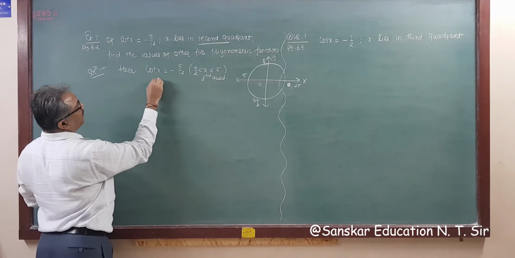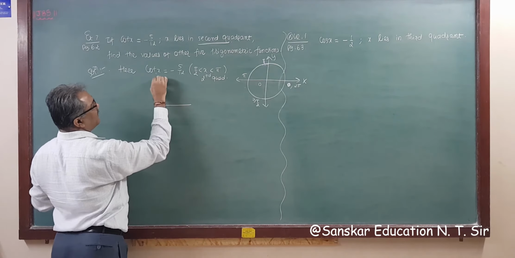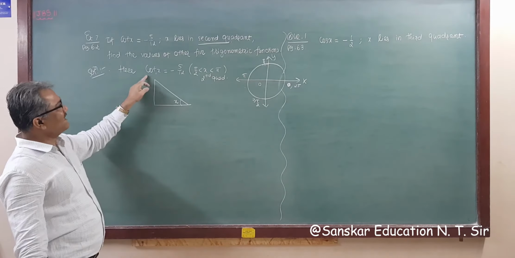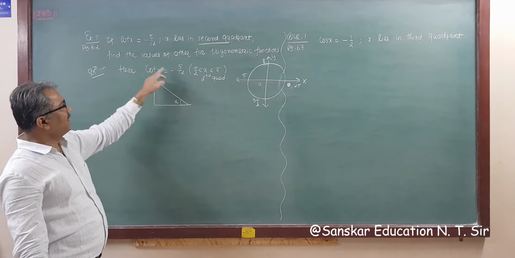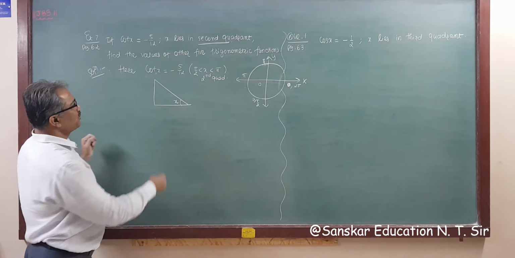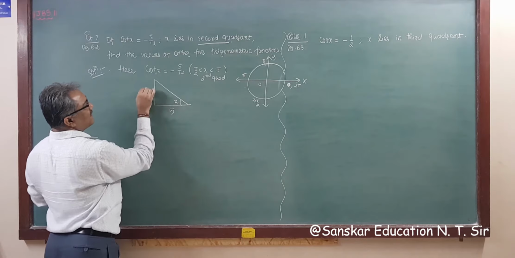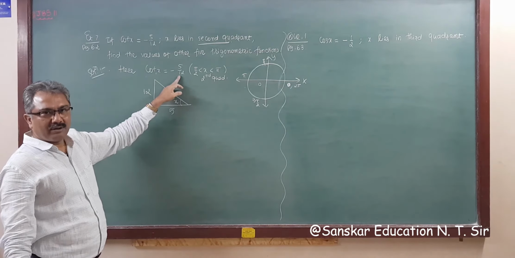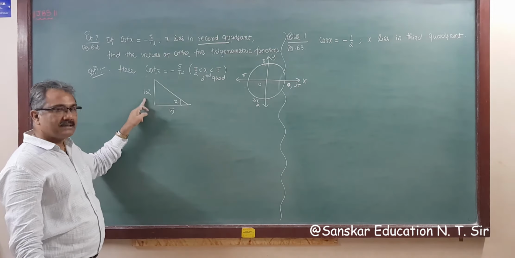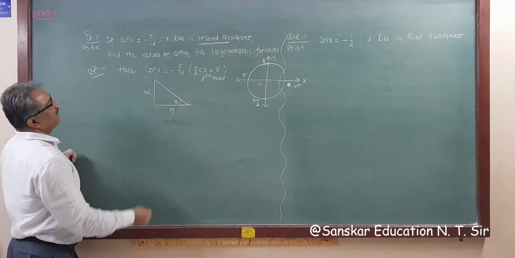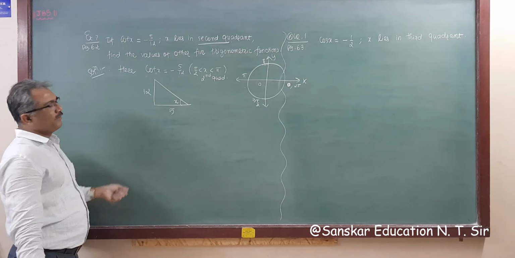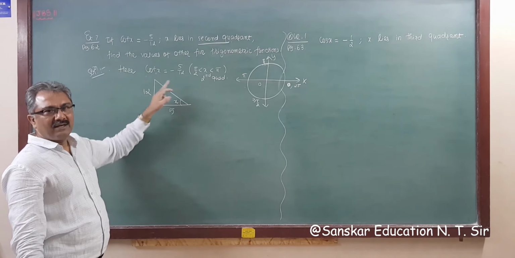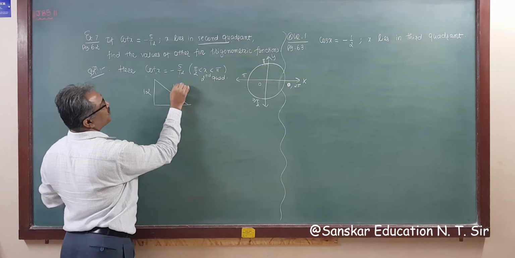Then draw a triangle. This is a right angle triangle. Suppose this is angle x, then cot x is adjacent upon opposite. So this is 5, and the opposite is 12. Now we have to find all other trigonometric values. Before that, we have to find this hypotenuse. So using the Pythagorean theorem, this is 5, 12, and what is this? 13, that you know. So this is 13.